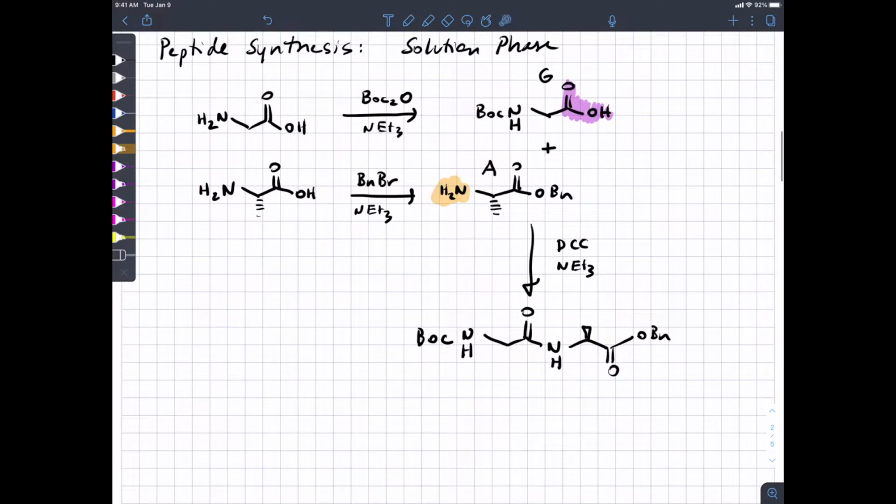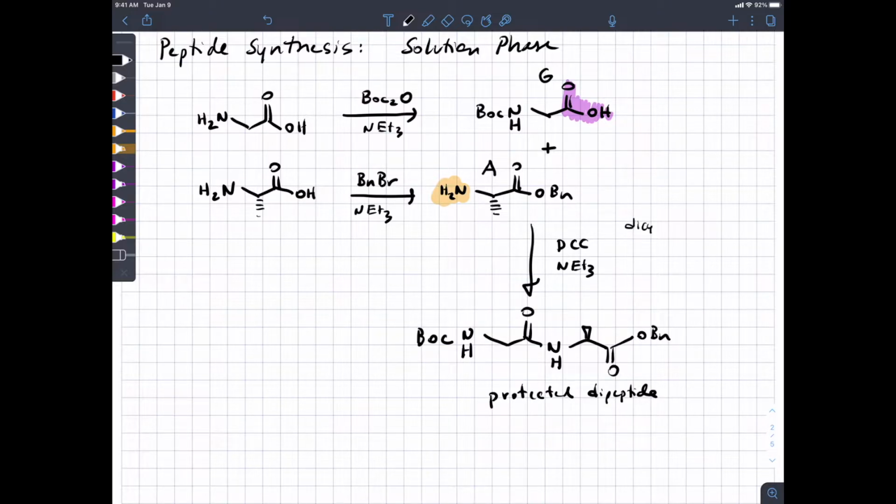So then we do the reaction, DCC and triethylamine. That's a nucleophilic acyl substitution reaction from way earlier in this semester. We make the new amide or peptide bond, and we have a protected dipeptide. Okay? Get the idea. The protecting groups have prevented undesired side reactions.